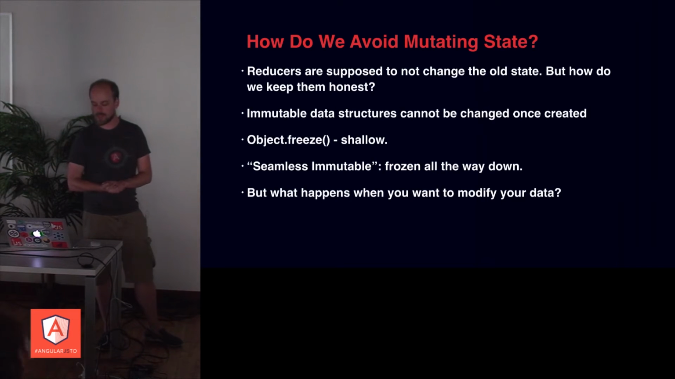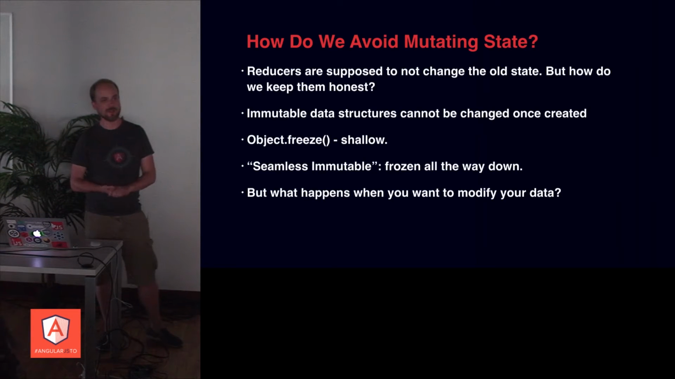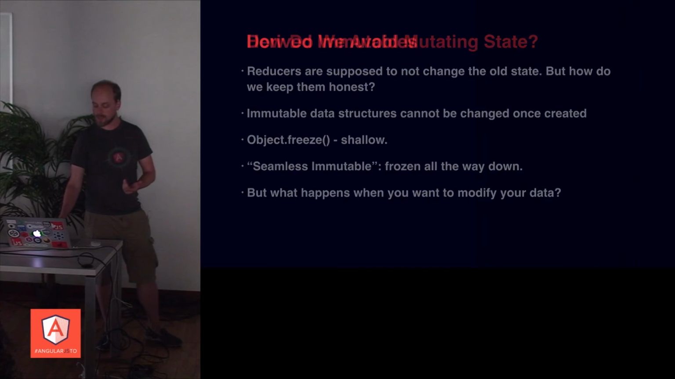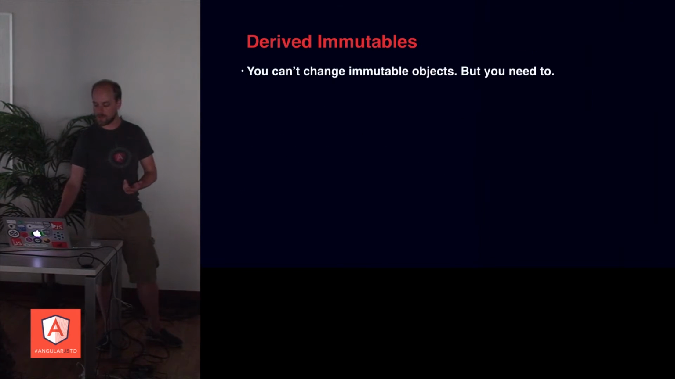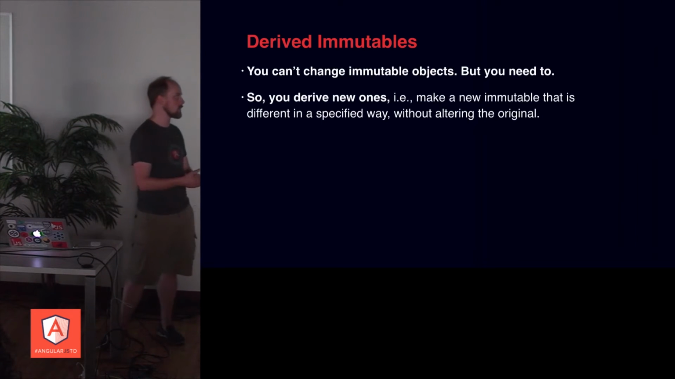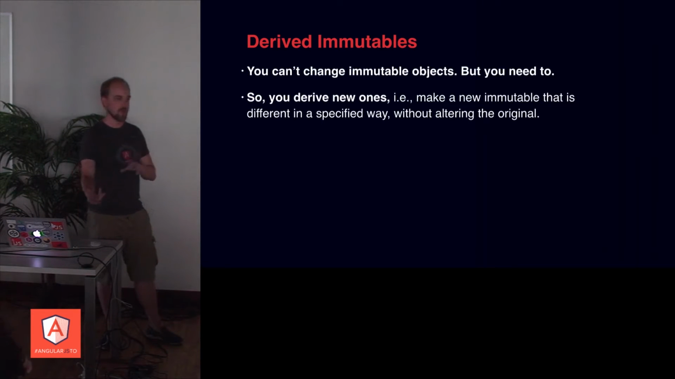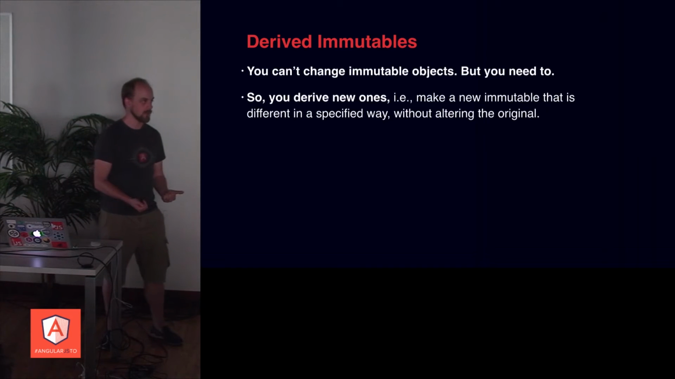But then, of course, the obvious question is, well, come on, right? You can't never change your data. You'd have a program that never does anything. So what happens when you do need to change some state? Well, essentially, instead of changing an existing object, you'll derive a new one, like what we did. Instead of doing array.push, we create a new array with the new data in it. And that way, anybody who has a reference to the old array doesn't get screwed, but you get the new data set that you want.